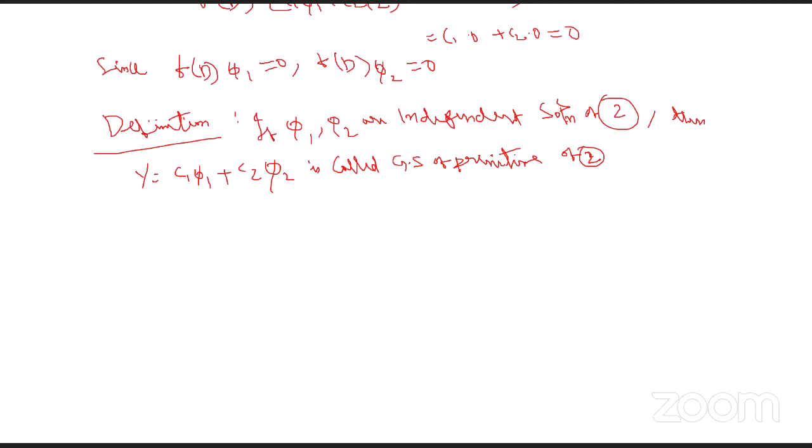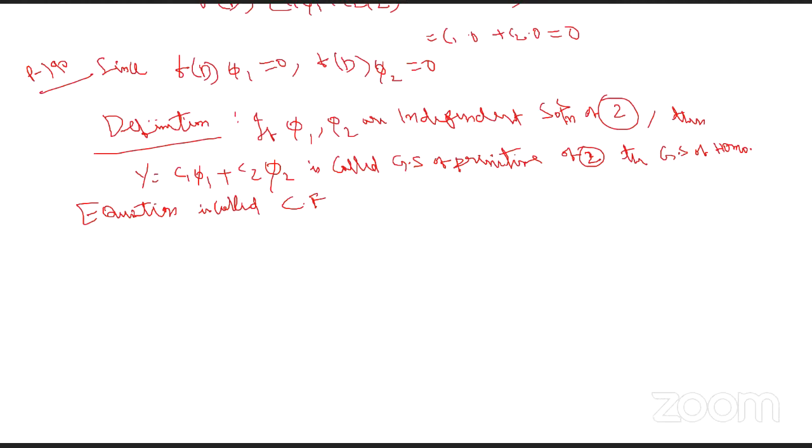This general solution of the homogeneous equation is called the complementary function. What is that? CF means complementary function. Page number 190. All of you students, follow page number 190. Right. Next.